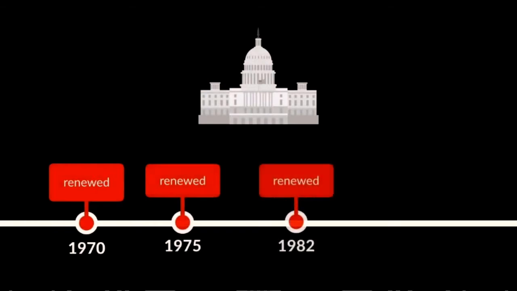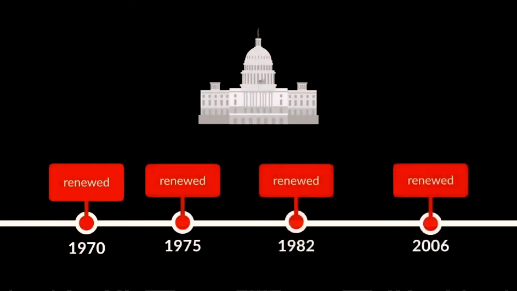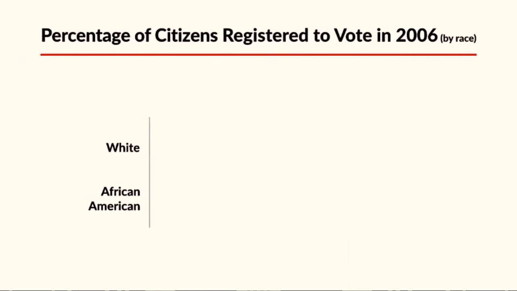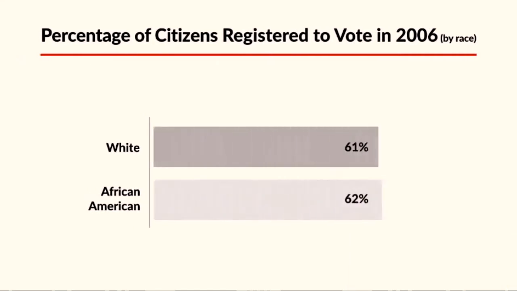The coverage formula and Section 5 were set to expire in 1970, but Congress reauthorized the act several times, most recently in 2006. At that time, new statistics demonstrated that voter registration was nearly equal between white citizens and African Americans in the states covered by the act, with African American voter turnout exceeding white voter turnout in most of the states identified by the coverage formula.